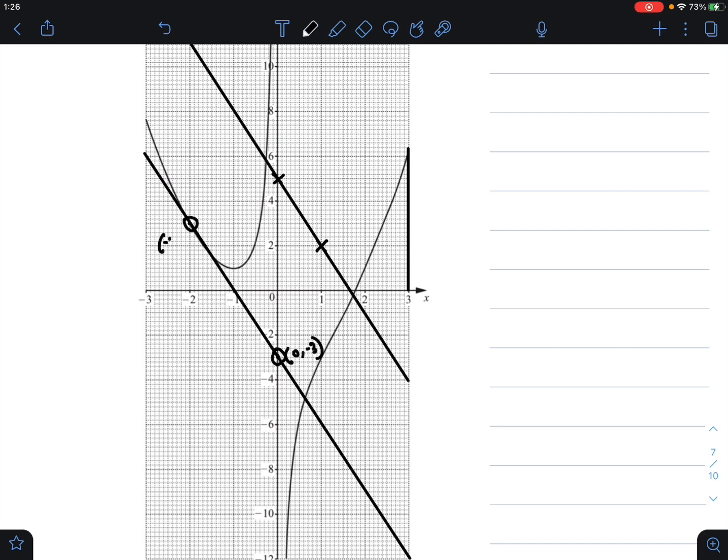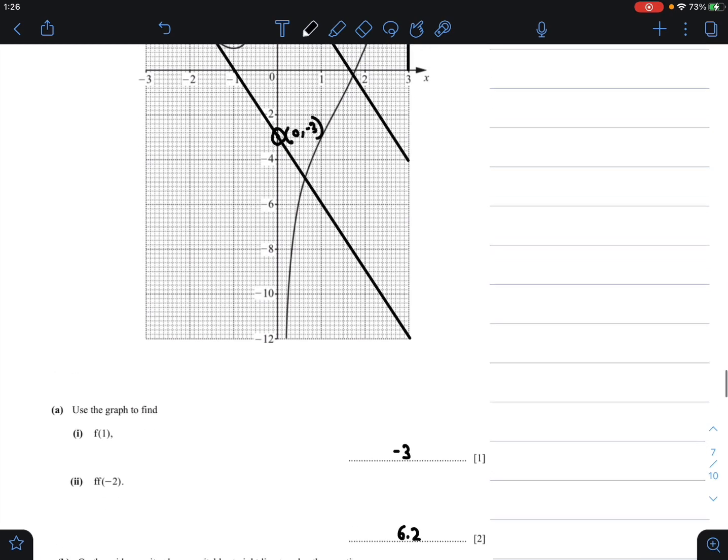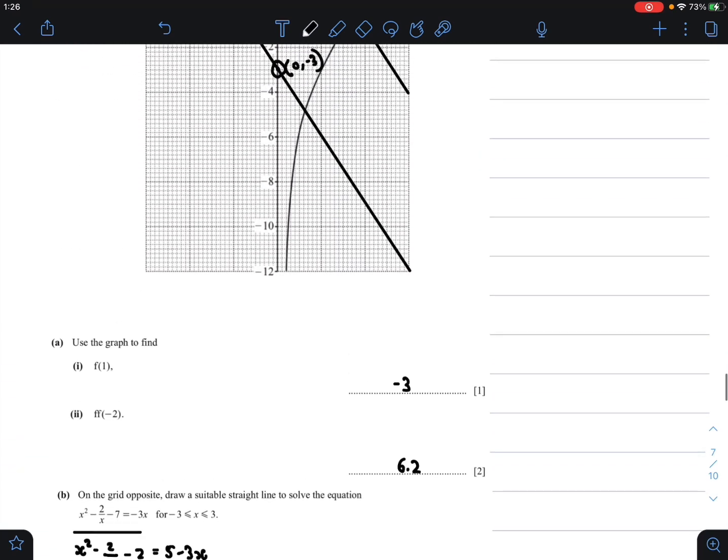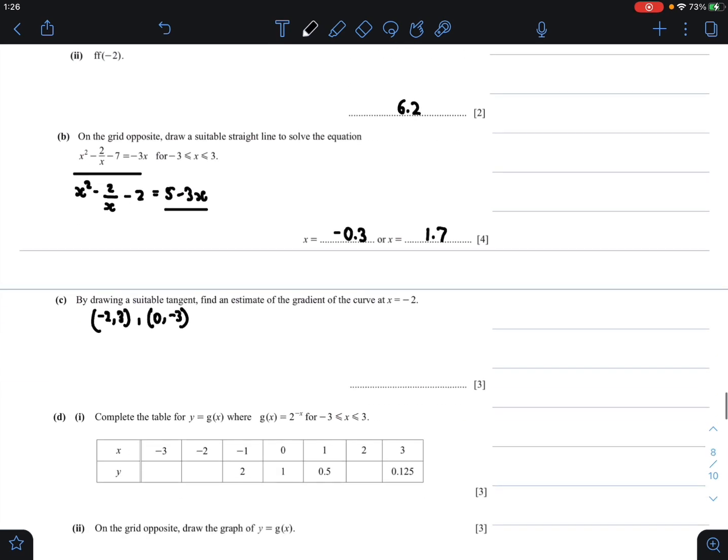Now the formula for finding the gradient is y2 minus y1 divided by x2 minus x1. So let's do that. First let's write the points over here, that is -2 comma 3 and 0 comma -3. Okay, so y2, which is -3, minus y1, which is 3, divided by x2, which is 0, minus x1, which is -2, and minus of -2 will become +2. So therefore it will be -6 divided by 2, and therefore you will get your final answer as -3.